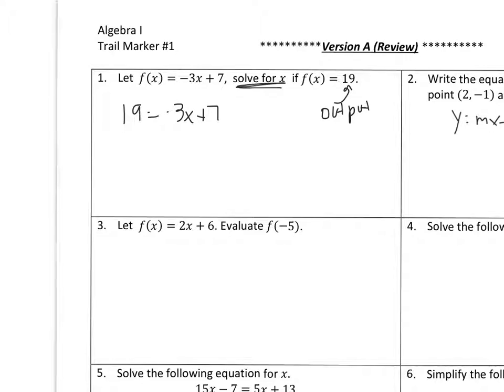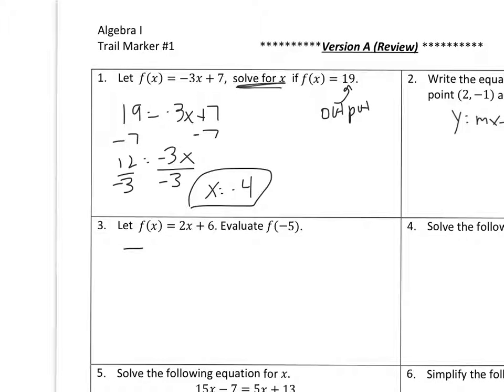Inverse order of operations, so I'm going to subtract 7. So that gives me 12 equals negative 3x. And then, to undo multiplication, I'm going to apply the inverse, which is division. And 12 divided by negative 3 equals x equals negative 4. Now, I will accept this answer, but I would like you to put it back into function notation. F of the input that you just found is equal to the output that we started with.